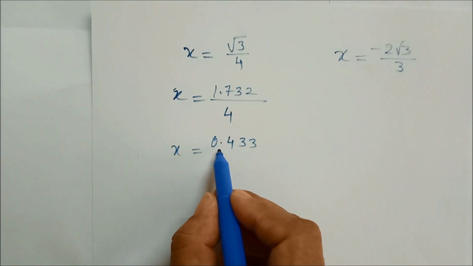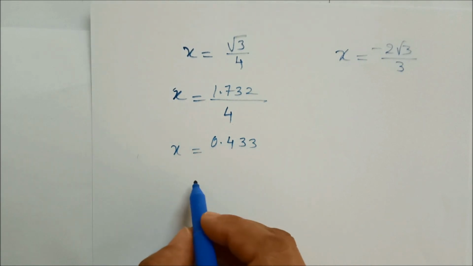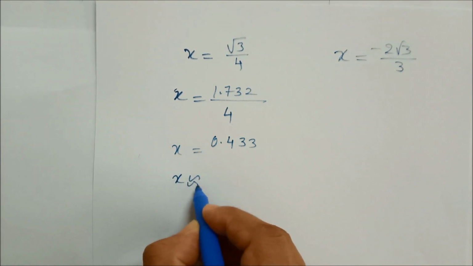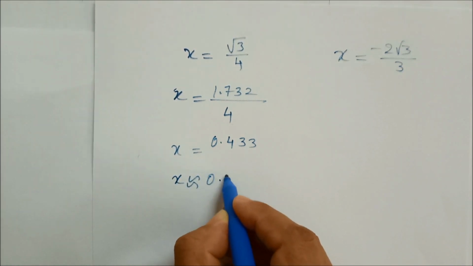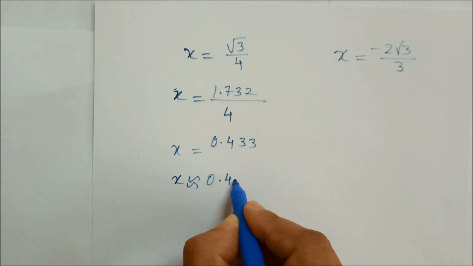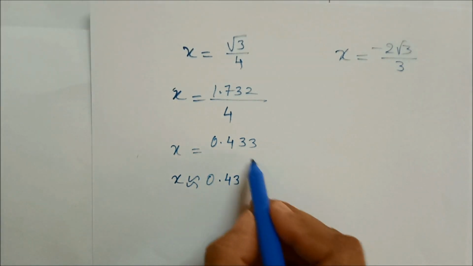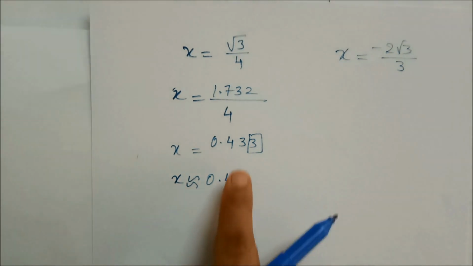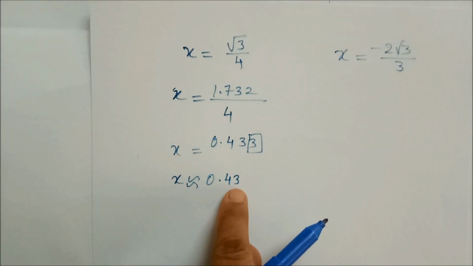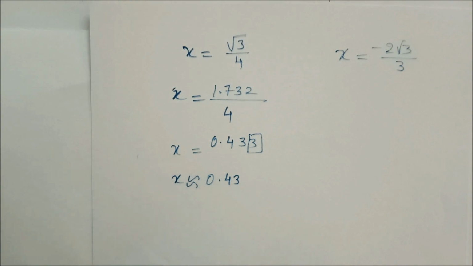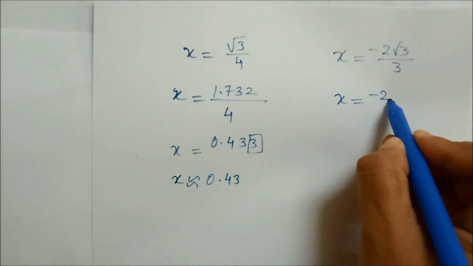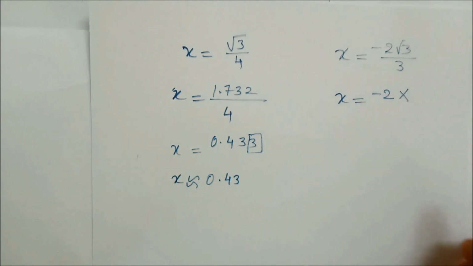x is equal to 0.433, and if it is asked to write the answer up to the second place of decimal, we will round it off, and after rounding off we will get 0.43 as the answer, because this 3 is less than 5. So up to the second place we have 0.43 as the value of x.